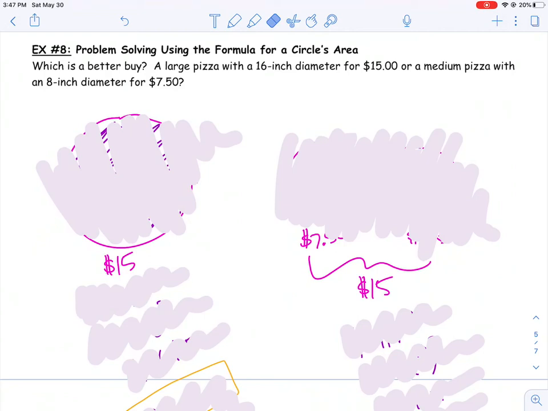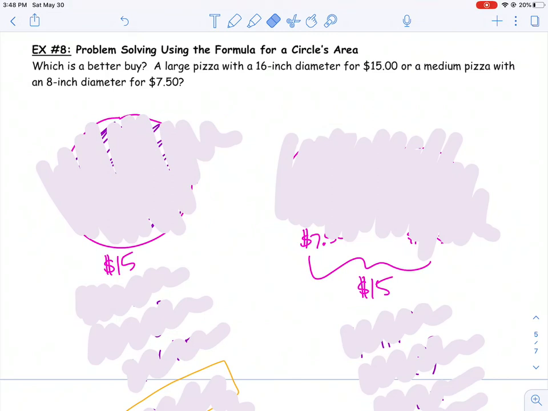It says here, which one is a better buy? You can get a large pizza with a 16-inch diameter, so a 16-inch pizza for $15, or you can get a medium pizza, that's an 8-inch pizza, for $7.50. Okay, we've got to compare. Do we want a large for $15 or do we want a medium for $7.50?